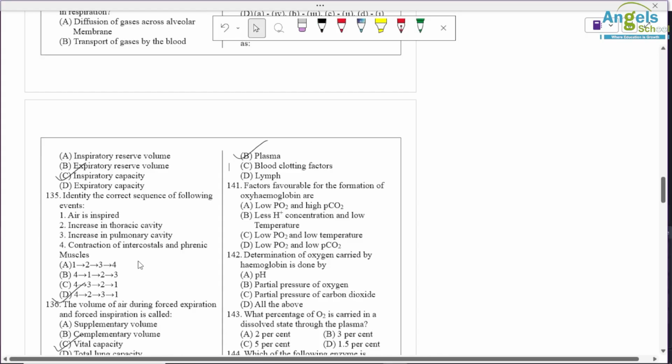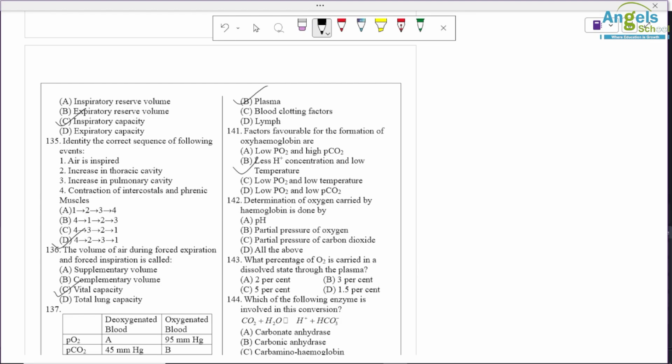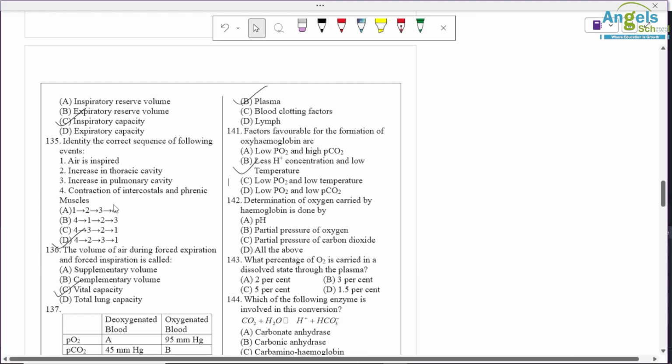Factors favorable for formation of oxyhemoglobin are... So if H plus concentration is less and temperature is less, it increases the formation of oxyhemoglobin. So B is the correct option.